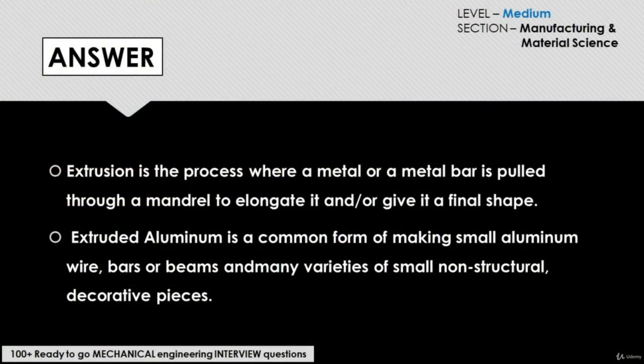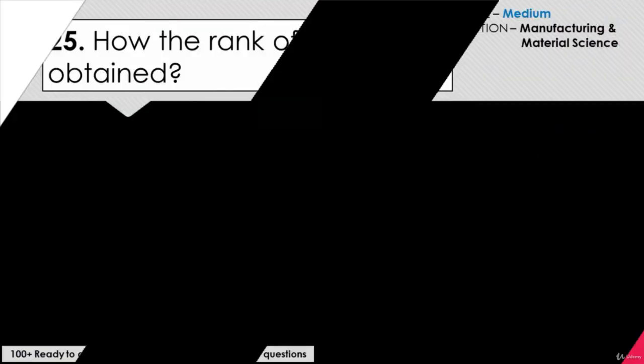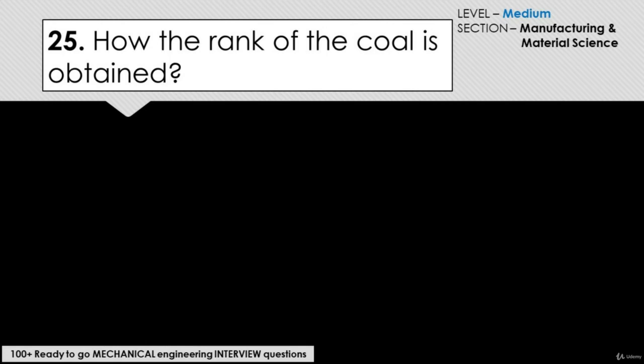Aluminium which is extruded is a common form of making small aluminium wire, bars or beams and many varieties of small non-structural decorative pieces. How is the rank of the coal obtained?